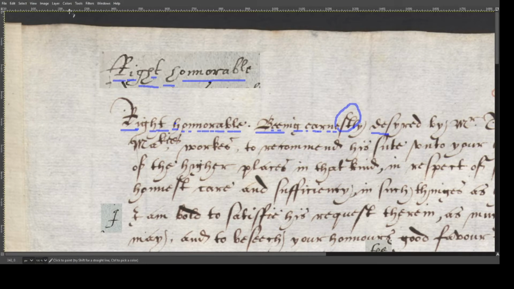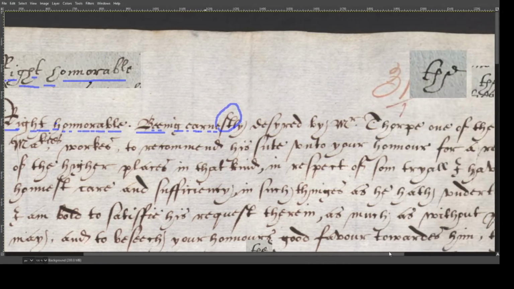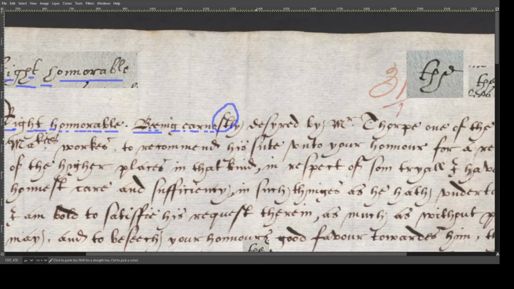Now here is an S, and the thing about these S's is they are difficult to recognize in secretary hand, because they can look like F's. Just like in printed text of the time, the S and the F can look similar. So the way to know that this is an S is there's no closed loop here. There's only one loop total.